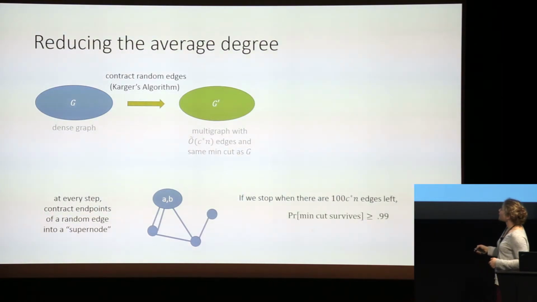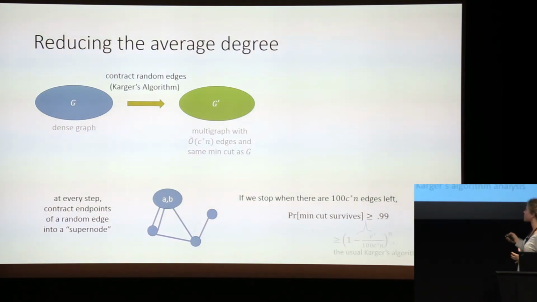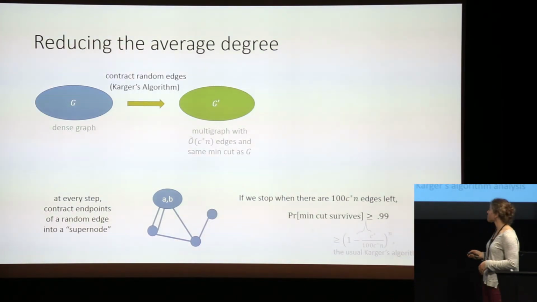Okay, and if we stop when there are some linear factor times the min cut value times n edges left, then the probability that the actual minimum cut survives is at least a constant. This is just the standard Karger's algorithm analysis, if you know it.